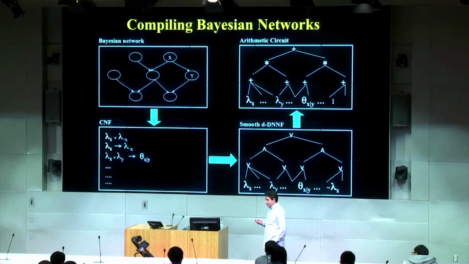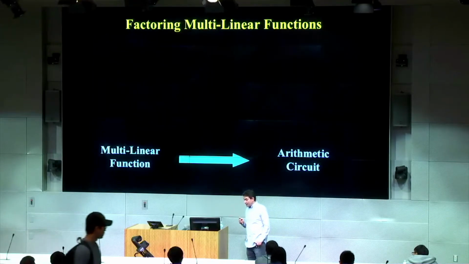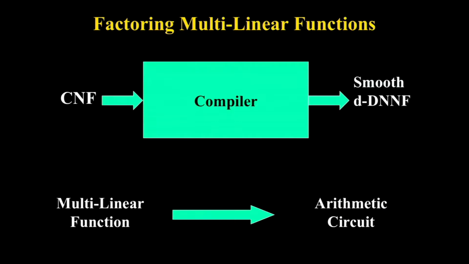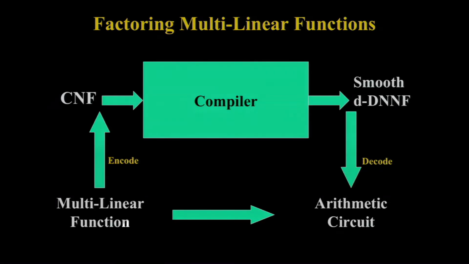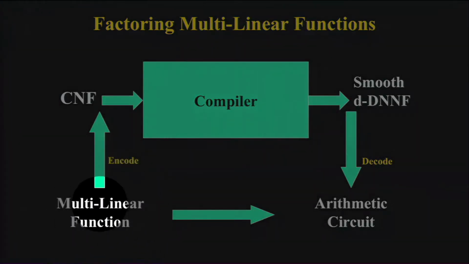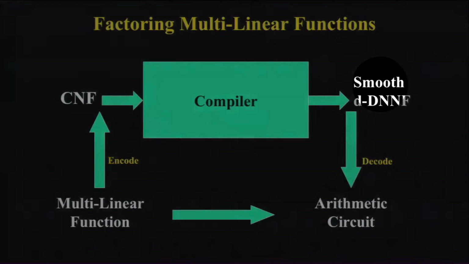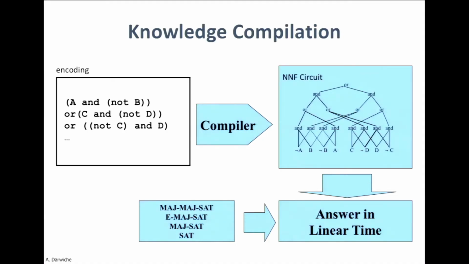All right, so once more, what we're trying to do is understand this box. This is, again, a slide from last time, where the goal was to factor this multilinear function, which is the network polynomial, into an arithmetic circuit, and we encode it into CNF and decode. So we're trying to look at this particular box, and in particular this creature here. This business of having a Boolean circuit with the right properties, as computed by this particular box, actually comes from an area of AI known as knowledge compilation.